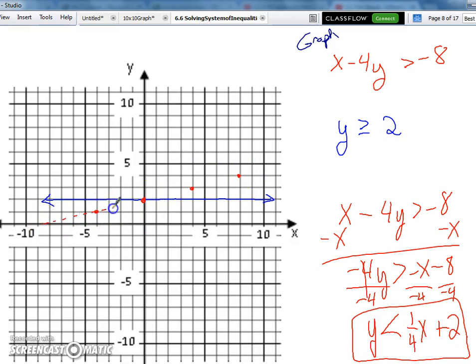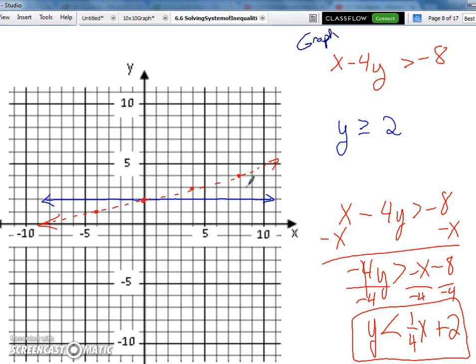I'm just going to dot these guys. And notice it creates 4 sections. We have a small section here, a big section here, a small section there, and a big section there. It creates 4 different sections, and I'm only going to shade one of those. Remember a minute ago we graphed y is greater than 2, and that means everything above the blue line. So I know it's going to be one of these 2 sections.